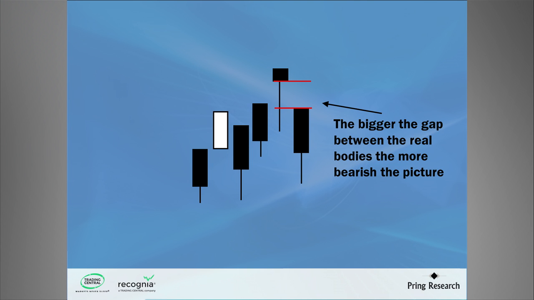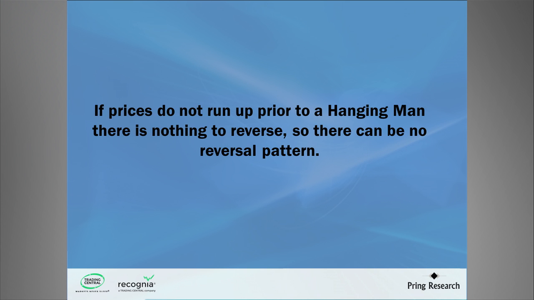It's also important to look at prior price action and other technical factors, which we'll take a look at when we get to some marketplace examples. Basically, it comes down to the fact that if prices do not run up prior to a hanging day, there is nothing to reverse, so there can be no reversal pattern. The same would be true for a hammer if it's not preceded by a down market.